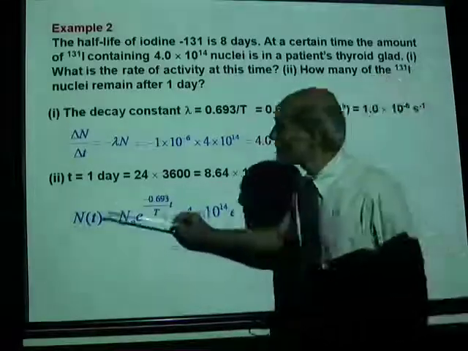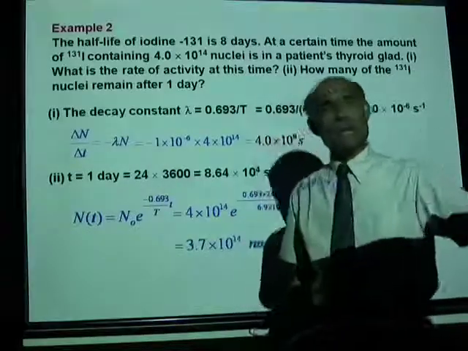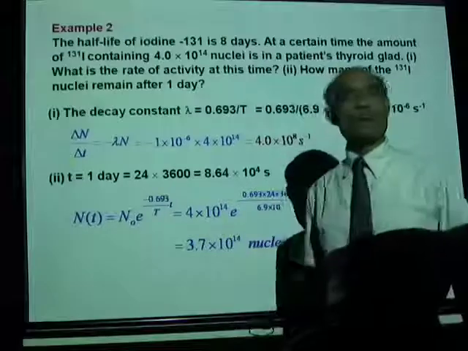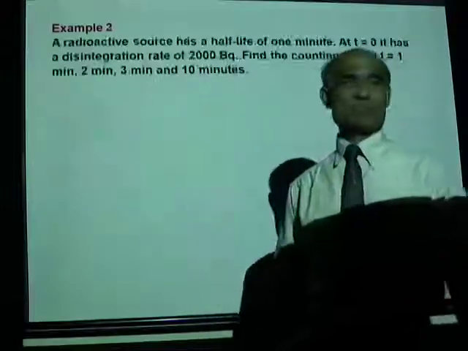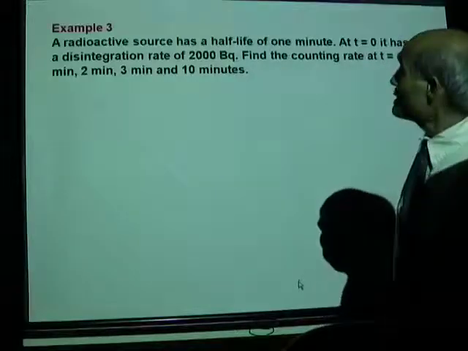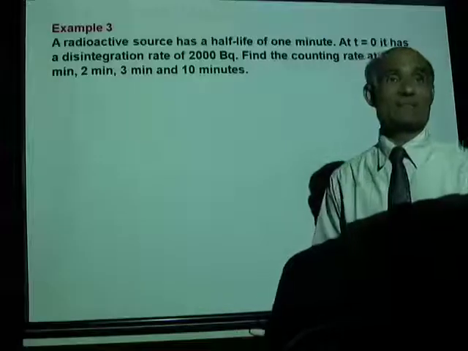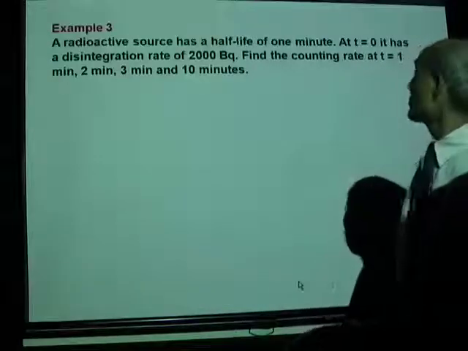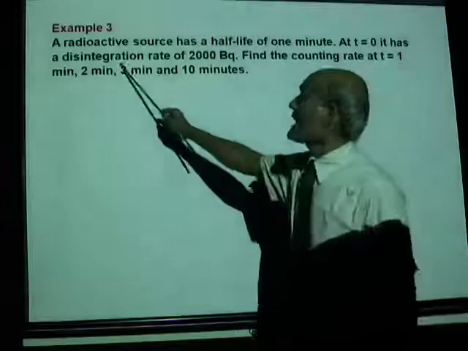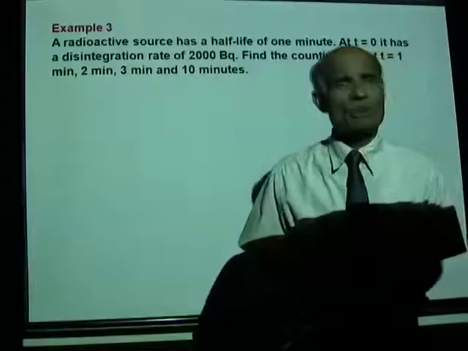You can see basically all these equations which we discussed in the beginning can be used to solve these kinds of problems. Alright, another one. A radioactive source has a half-life of 1 minute. At t equal to 0, it has a disintegration rate of 2000 becquerel. What's a becquerel?